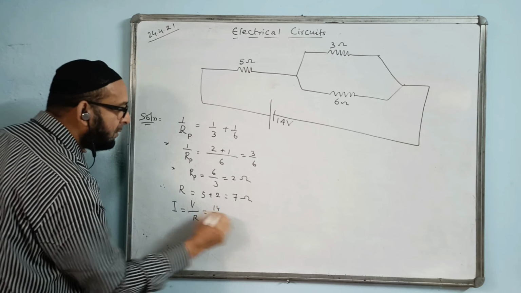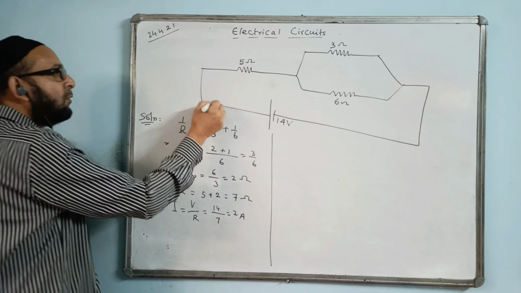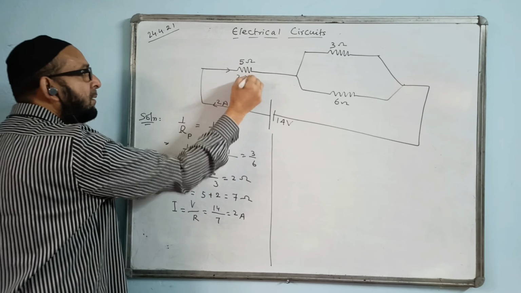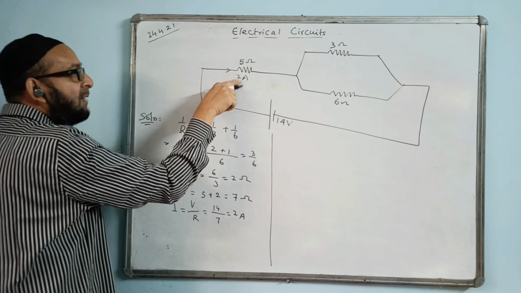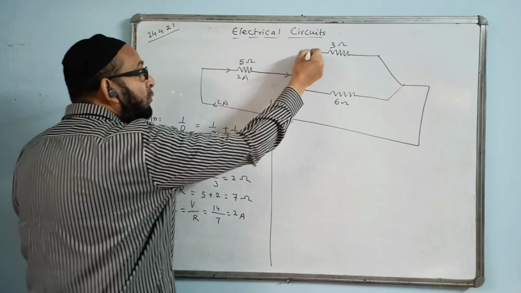Total current is total voltage divided by total resistance: 14 divided by 7, so 2 ampere. So we got the total current of the circuit, 2 ampere is flowing. This resistance is having a current of 2 ampere. But here the current divides into 2 parts.